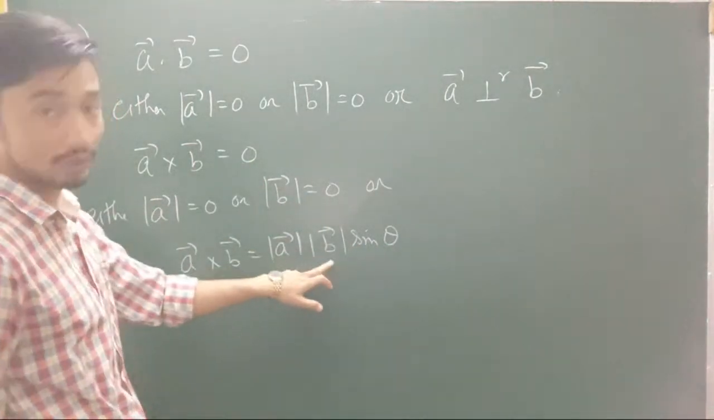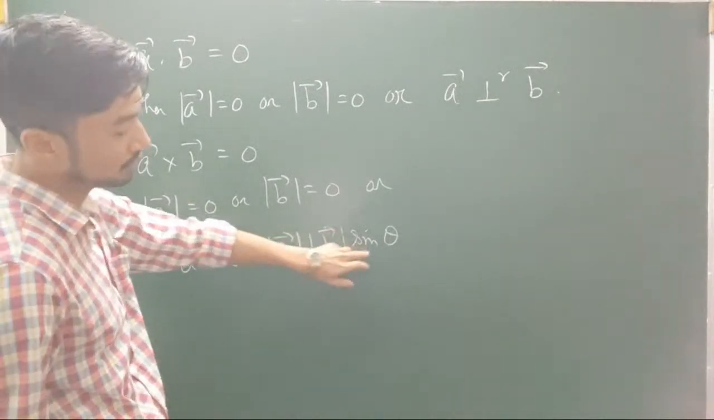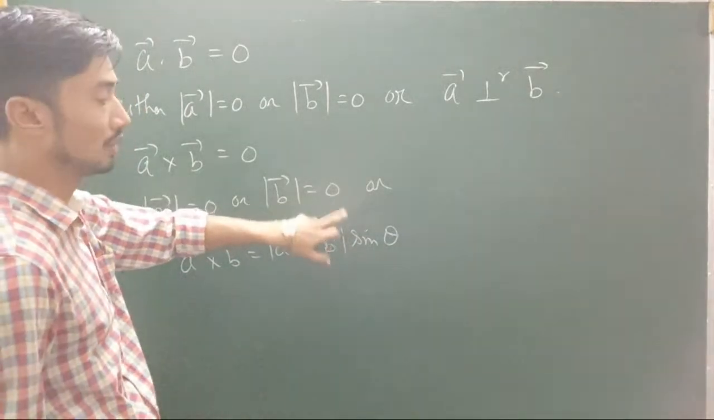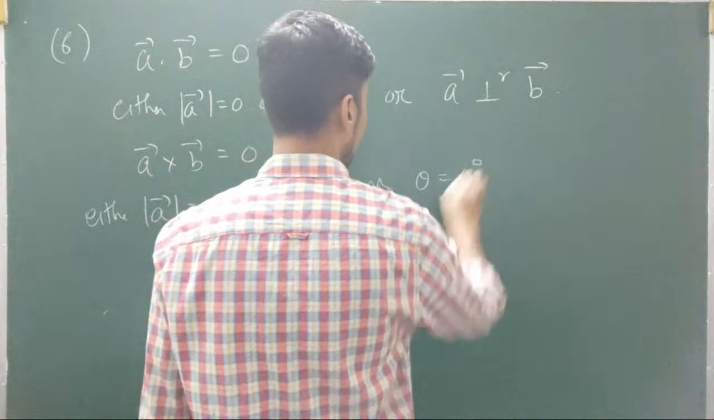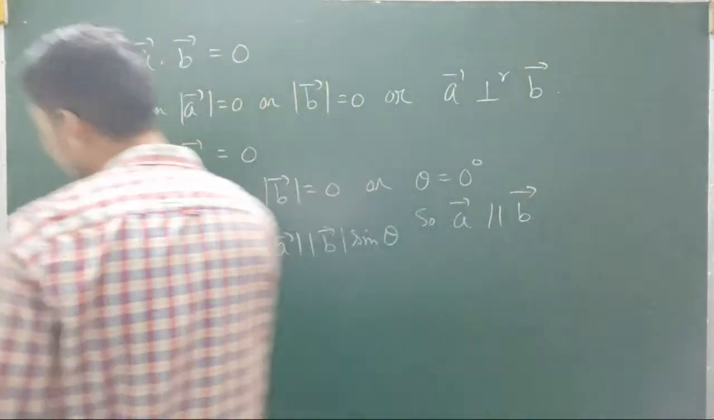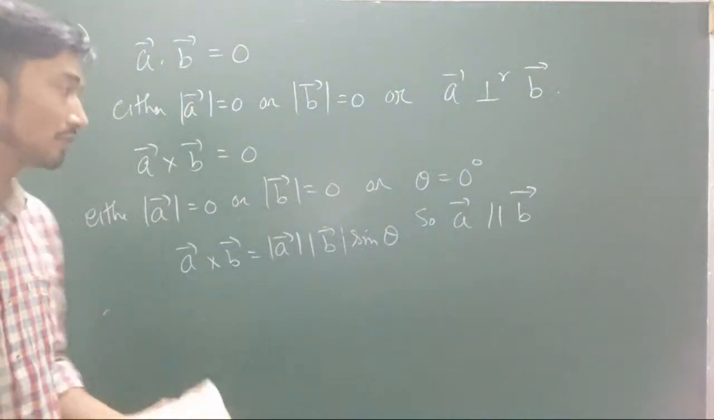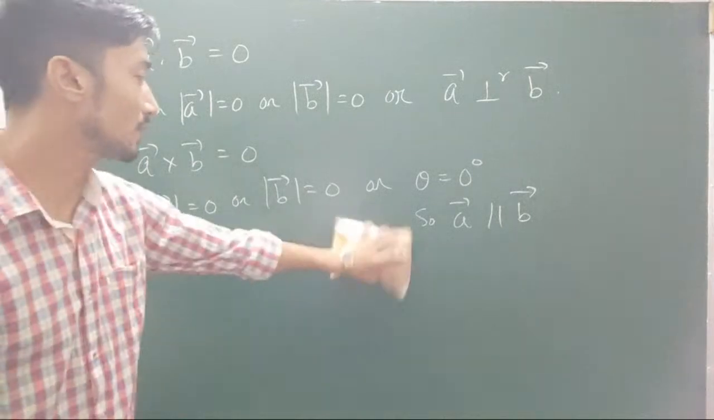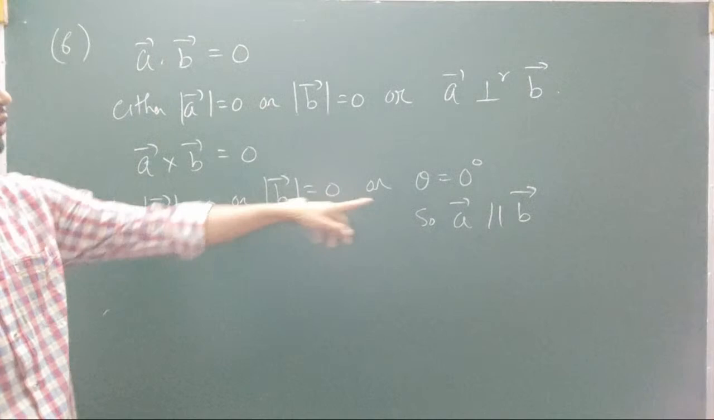If a or b, either one is 0, or if both are non-zero, then what should be the angle so that the value becomes 0? Sine 0 is 0, isn't it? Then in that case theta is 0 degrees, so vector a is parallel to vector b. That's one condition. This is also done before. So for dot product, if it is 0, perpendicular. For cross product, if it is 0, parallel.